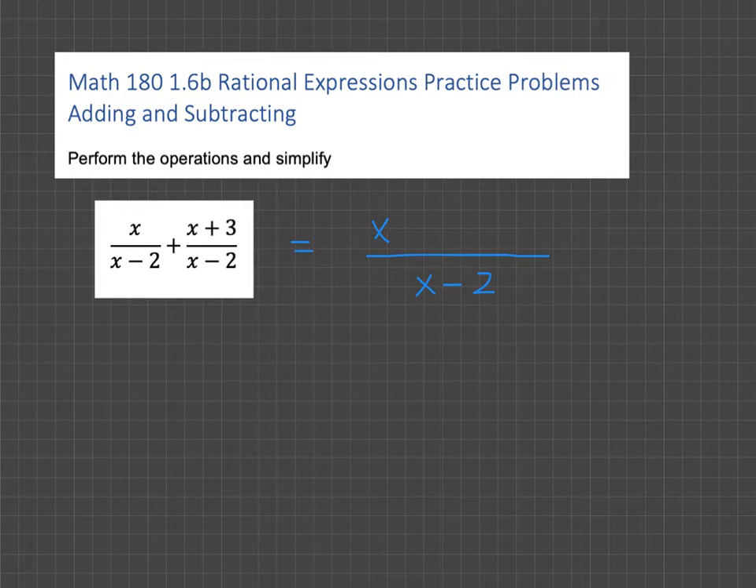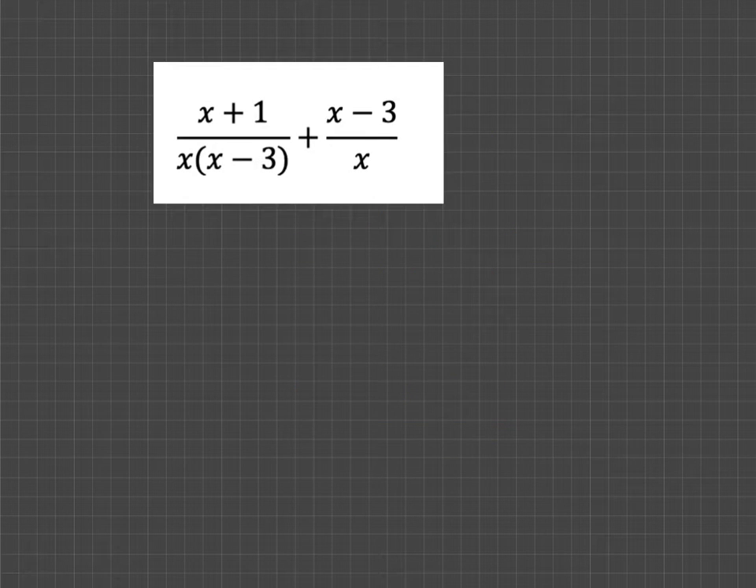So x plus 3. We can combine those x's and get 2x plus 3 over that common denominator of x minus 2. And this is fully simplified. We have a factor of 2x plus 3 in the numerator and a factor of x minus 2 in the denominator, and nothing cancels.